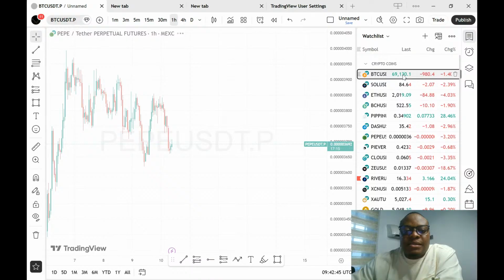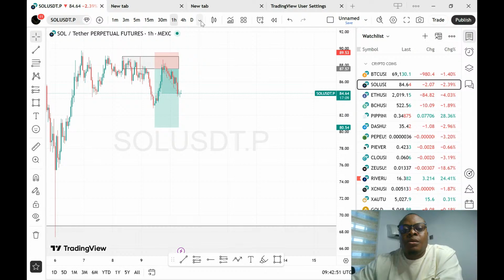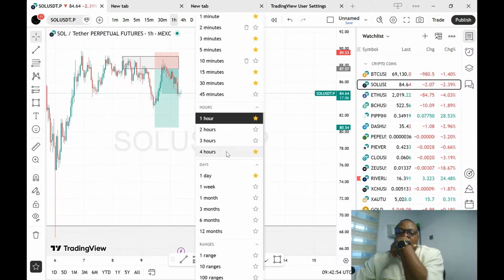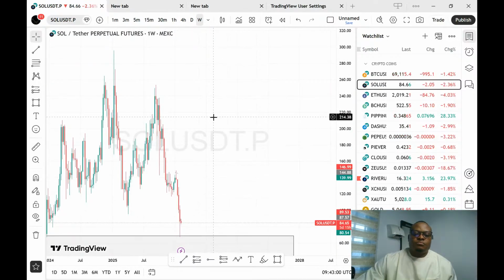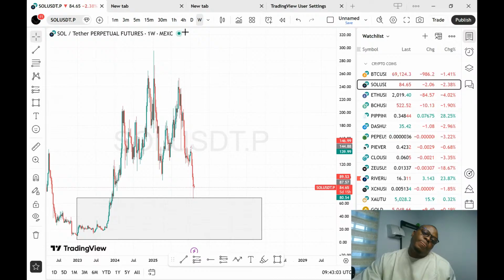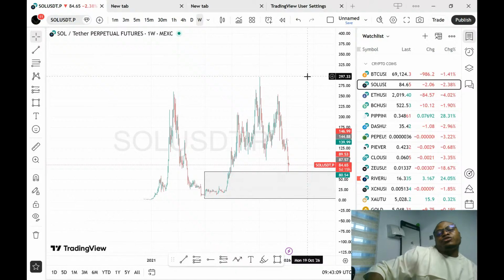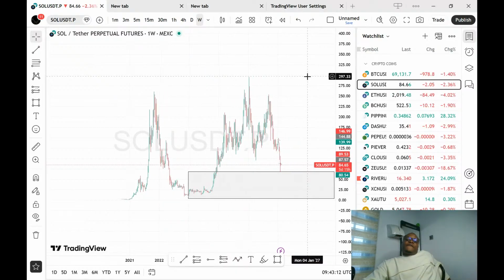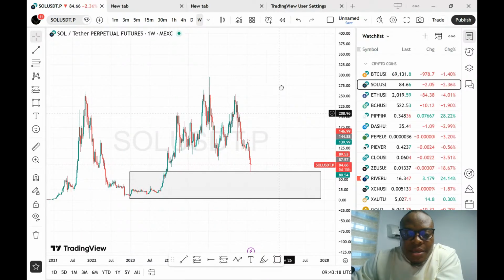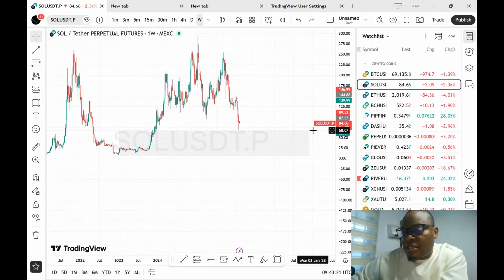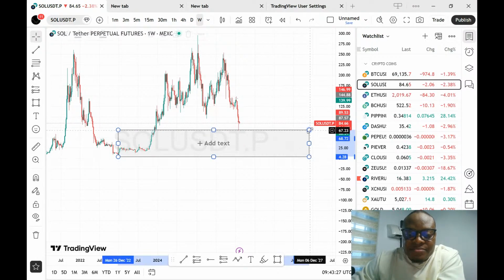When I say top down analysis, this is what I mean. First of all, I'll go to a weekly time frame to check my various structure. Now, on a weekly time frame, you can see that Solana just came down to my order block here and is currently selling. But I did not take this trade. Why? Because this order block I used, I did not want to trust it.